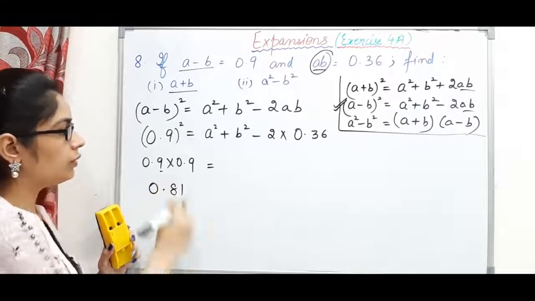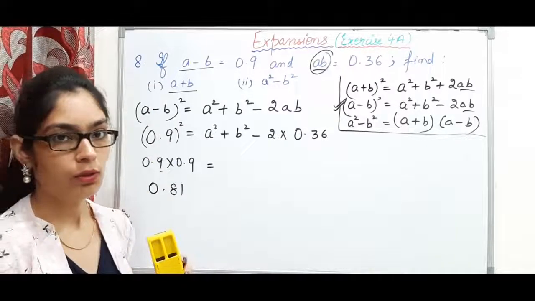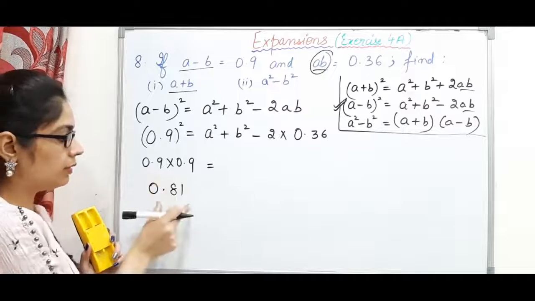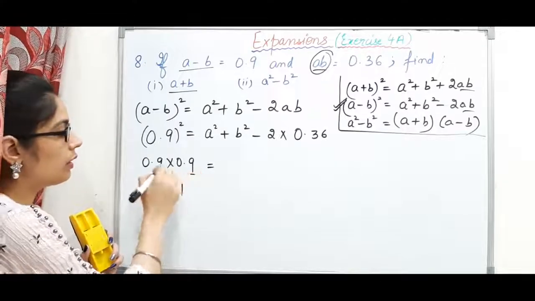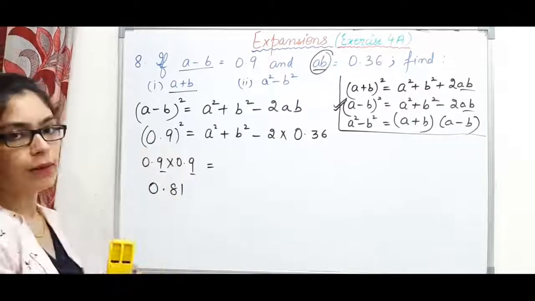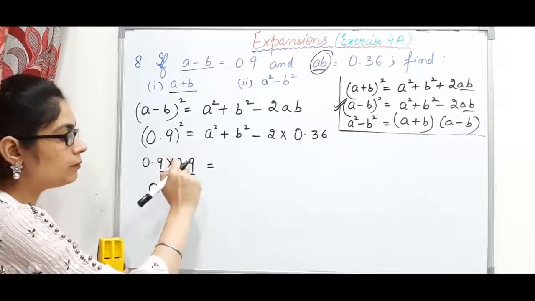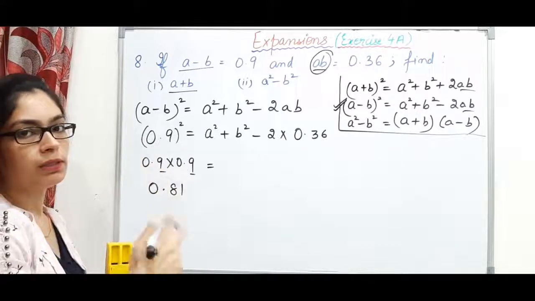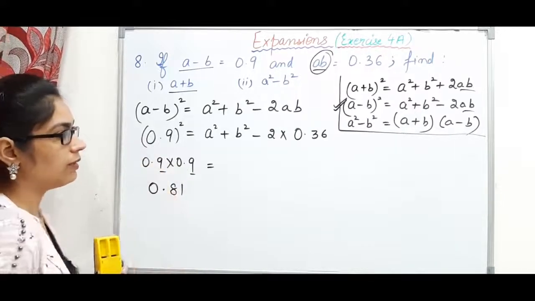0.81. So directly you can write, but if you are not sure, then just write this step also, so that you can count the decimal places and then accordingly write it. 9 into 9 is 81, write 81, then 1 decimal place, another 1 decimal place, 1 plus 1 is 2. So after 2 digits you have to put the decimal.